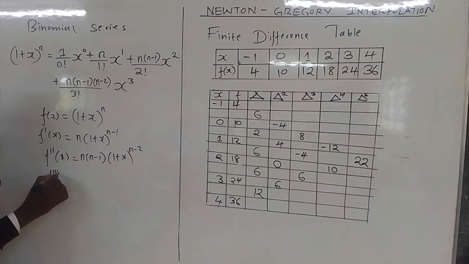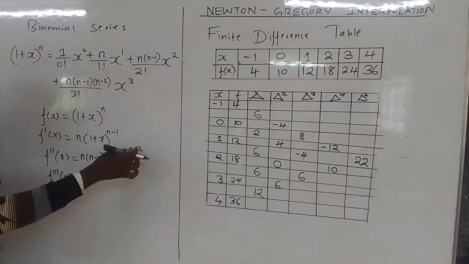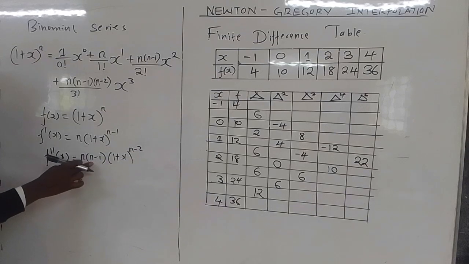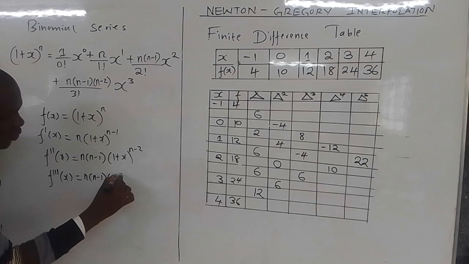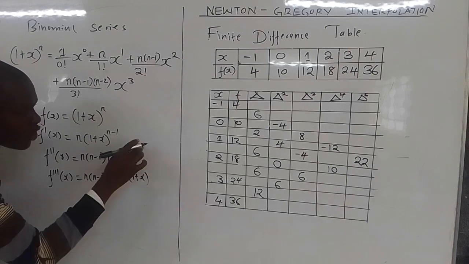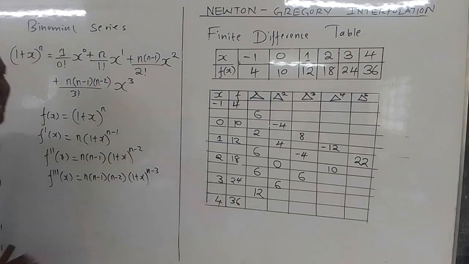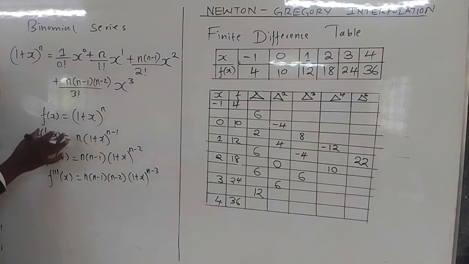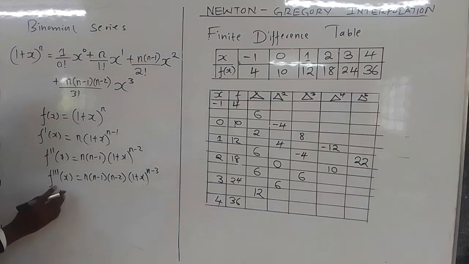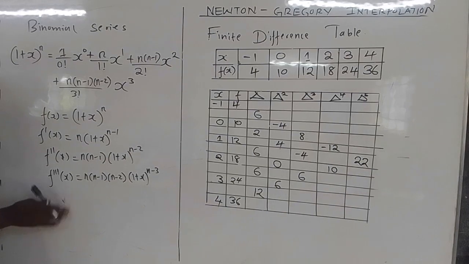If you have f triple prime of x, it is the power times the coefficient. You will have n into n minus 1 into n minus 2, then your 1 plus x, you reduce the power by 1, so it will be n minus 3. Now after that, we have all this. So in the Maclaurin series, what do we have? We have f of 0. Are we together?